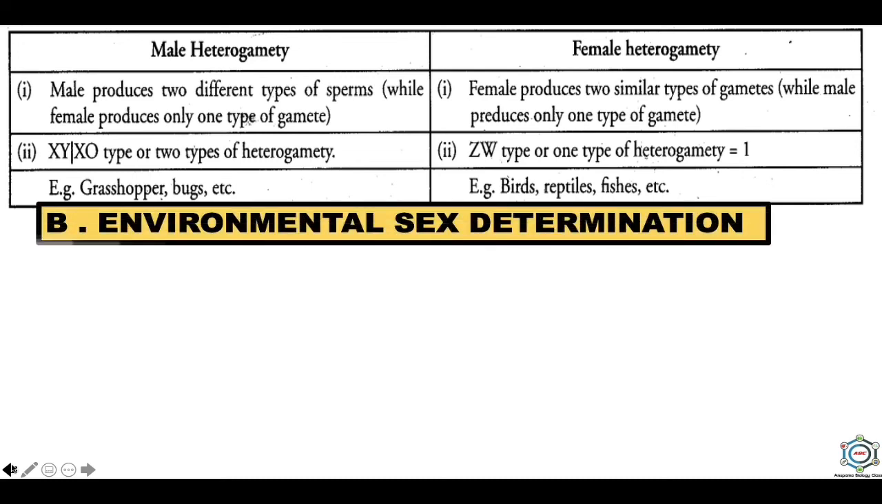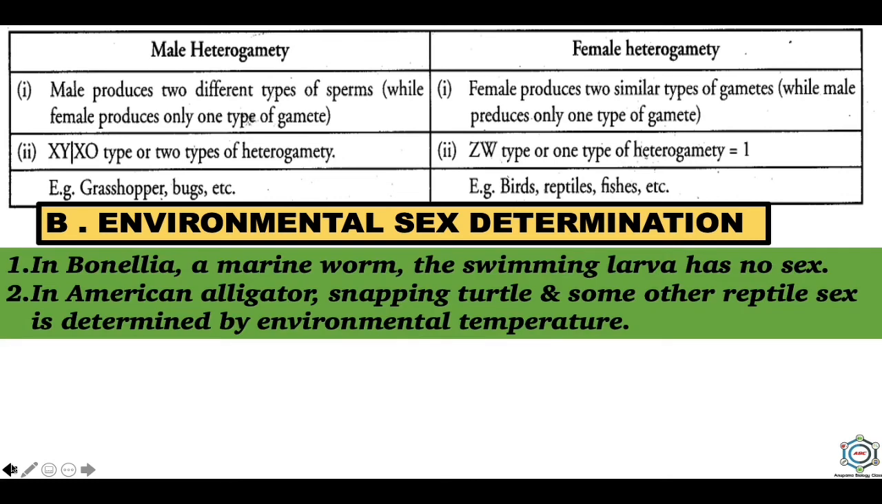After this, the second mechanism of sex determination, that is environmental sex determination. In some animals there is environmental determination of sex, like in Bonellia, a marine worm, where the swimming larva has no sex. If it settles down alone, it develops into a female, 2.5 centimeters large, and if it lands near an existing female, a chemical from her causes the larva to develop into a tiny 1.3 millimeter long male. The male lives as a parasite in the uterus of the female.